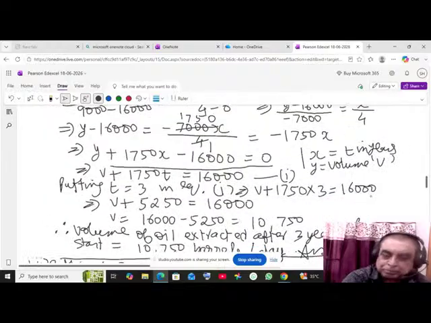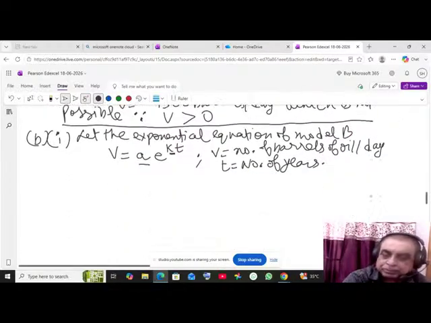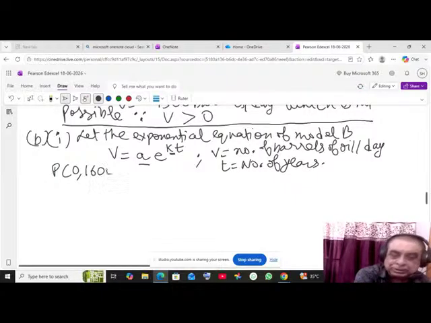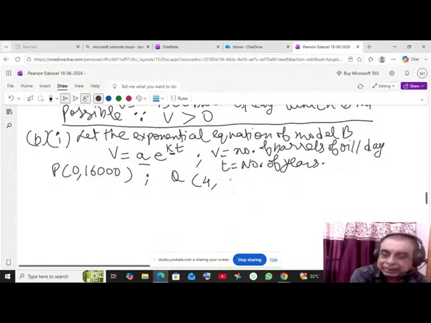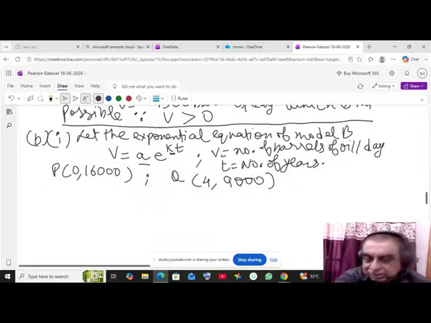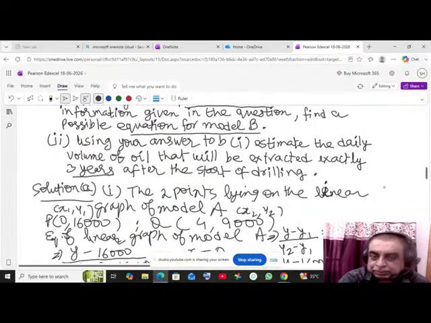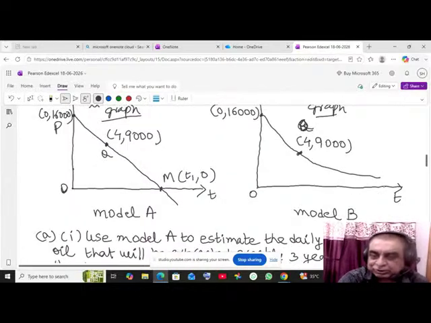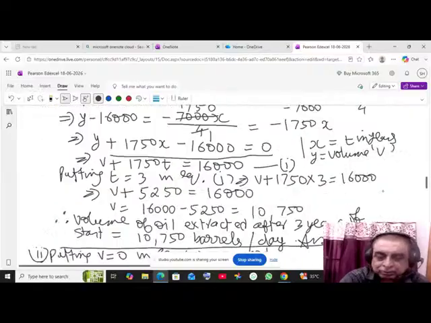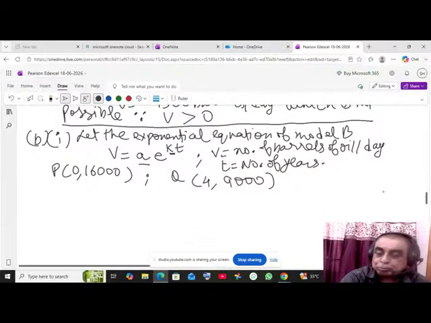Every point which lies on the graph obeys the equation of that graph. We are told there are 2 points lying on the graph. The first point has x coordinate 0 and y coordinate 16,000. The second point has x coordinate 4 and y coordinate 9,000. These 2 points must obey the equation of the graph.